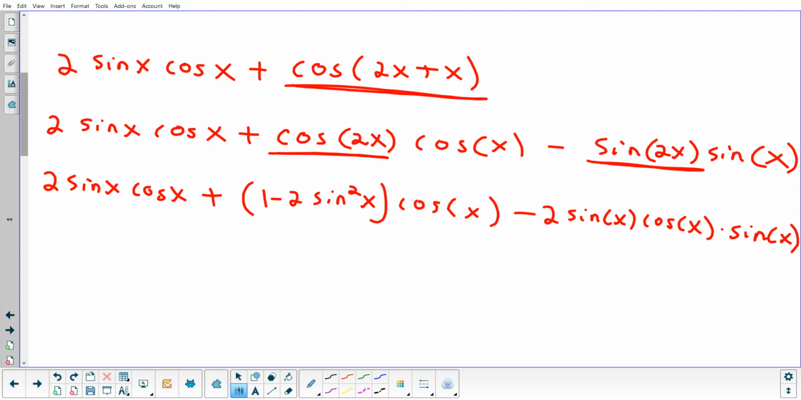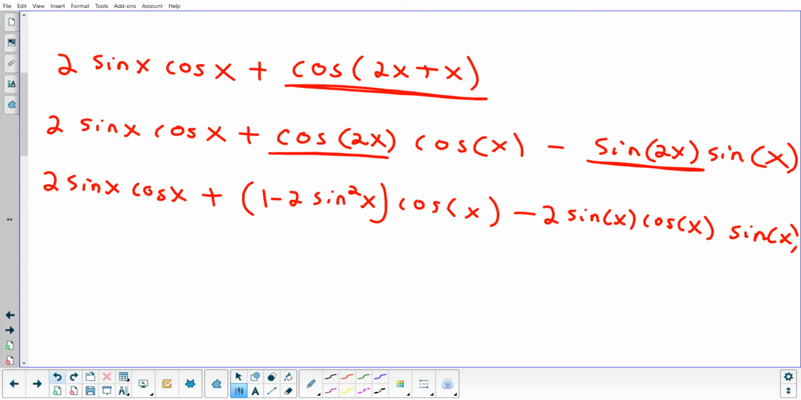Would the 2 sine x cosine x and then negative 2 sine x cosine x cancel out? If this sine x wasn't here, then yes, you'd have a positive 2 sine cosine and a negative 2 sine cosine, and you could just cross them out. But this isn't really a sine, because it's multiplied by another sine. So what's really this last term going to become? 2 sine squared x, and what else?